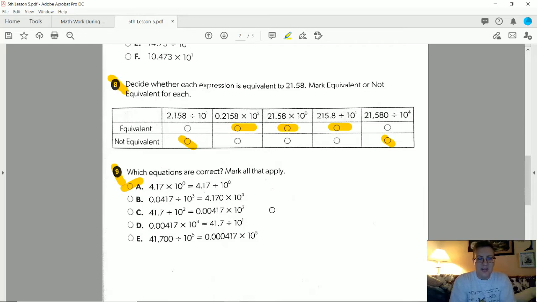divided by 10 to the third power equals 4.170 times 10 to the third. We're getting smaller on this side, we're getting larger on this side, so this one is not going to work.